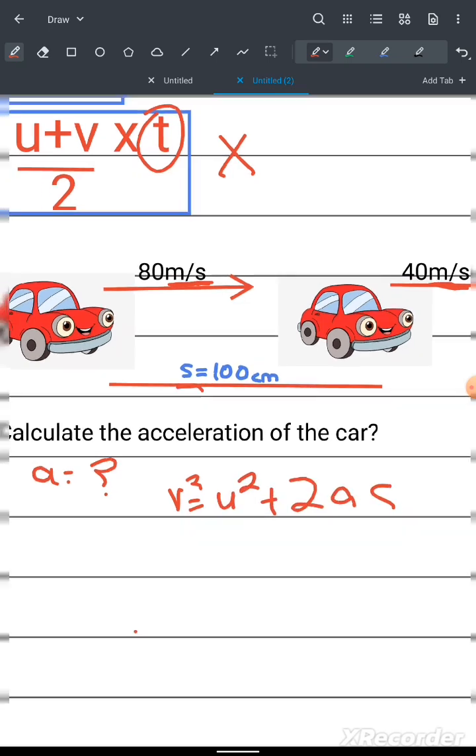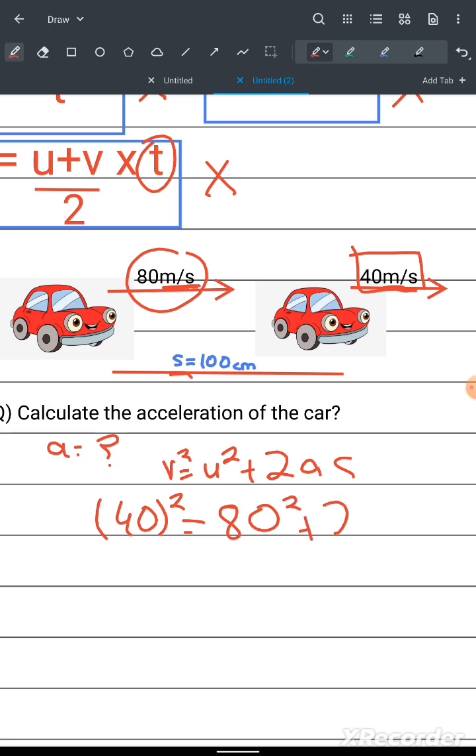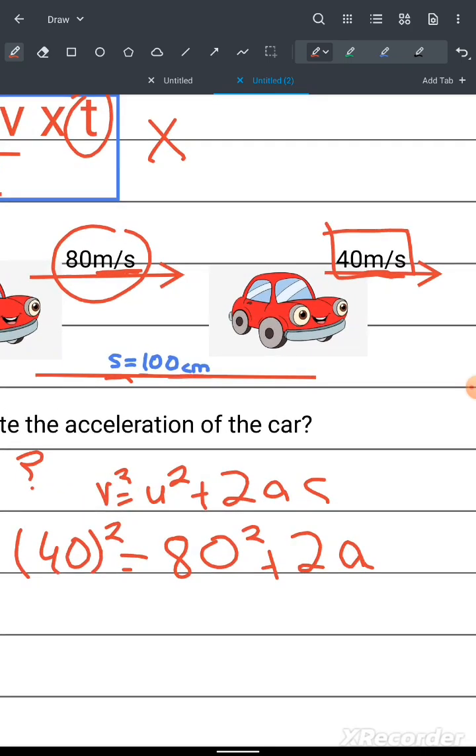Now let's input the values. v is the final velocity, which is 40 meters per second. 40 square equals u, which is the initial, 80, plus 2 into a, we'll write as it is, into s. Now here's the confusing part. s is given as 100 centimeters. You need to ensure that you convert this into meters, otherwise you'll get a wrong answer. So centimeters to meters: 100 centimeters equals 1 meter. So I'll write 1 over here, right?